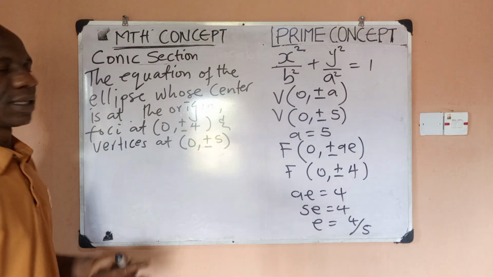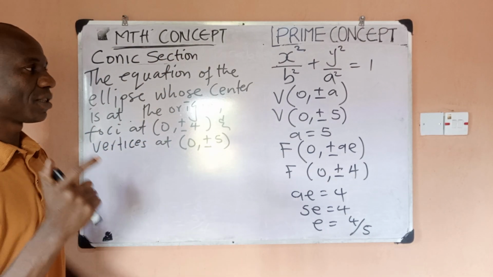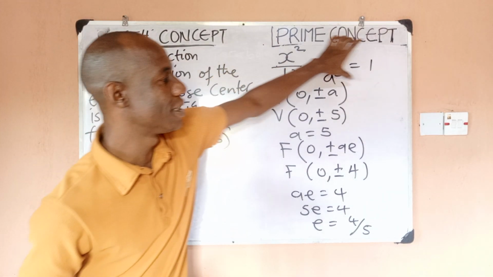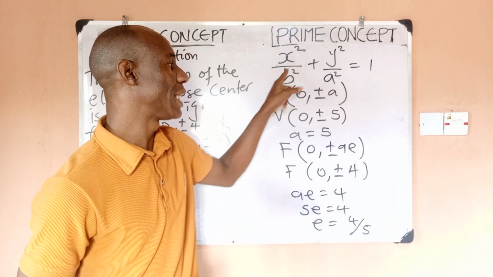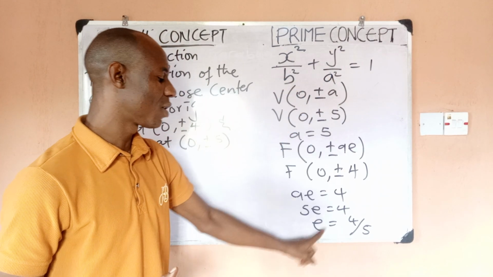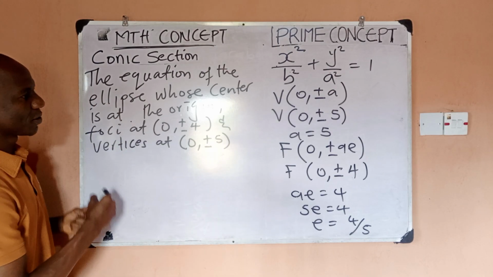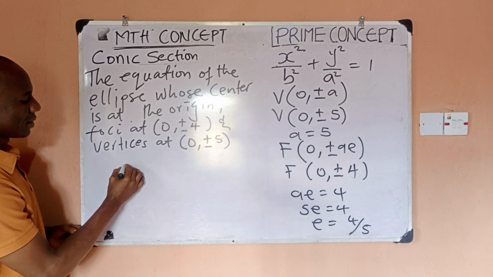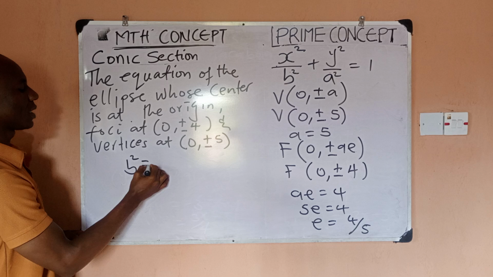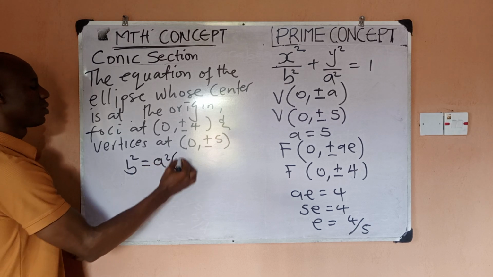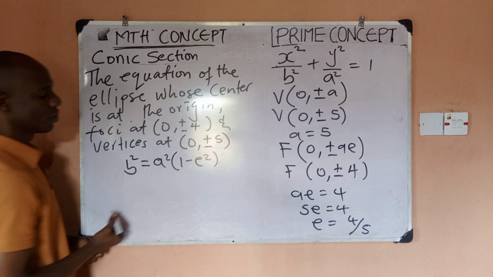So I found e. The next thing I want to get is b. Remember, my aim is to be able to write this equation. I have a, I need b. So why am I going through this? Because I need e to find b. So quickly, for an ellipse, we know that the relationship is b squared equals a squared into 1 minus e squared. This is the relationship.